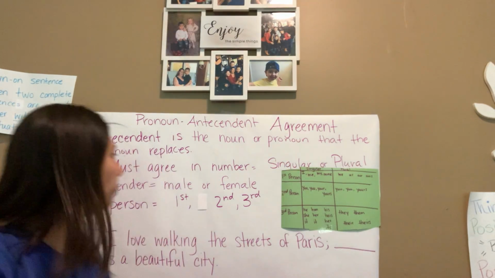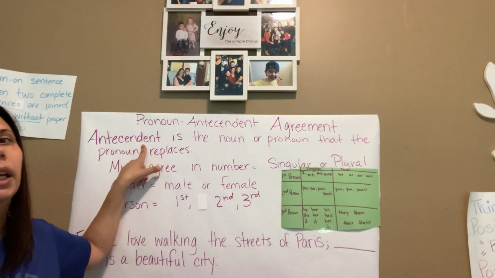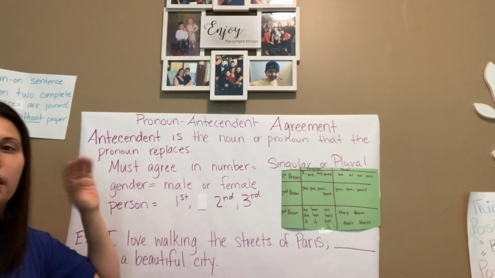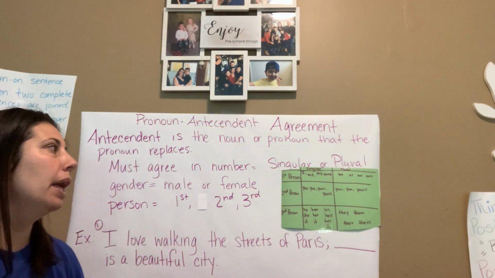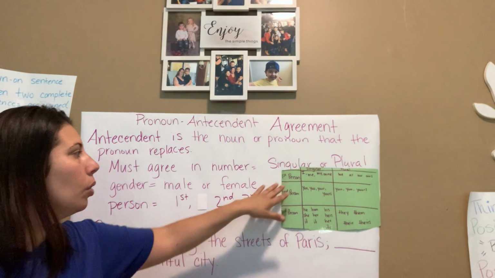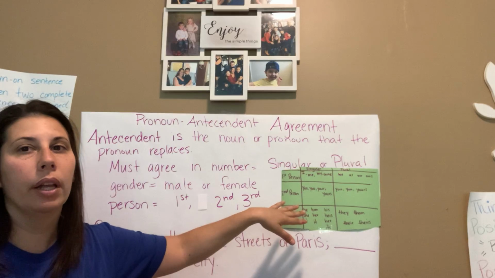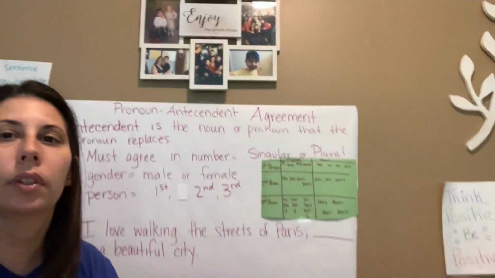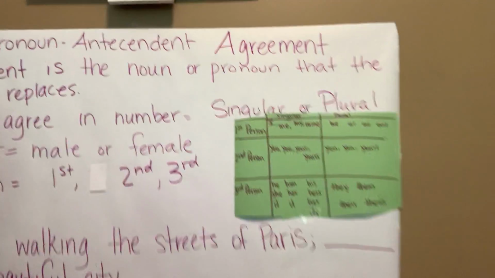understand what we're doing. So an antecedent is the noun or pronoun that the pronoun is replacing in the sentence. And when we talk about our pronouns, we have the different pronouns here. I know this chart is a little bit hard to see. We'll move it a little closer.